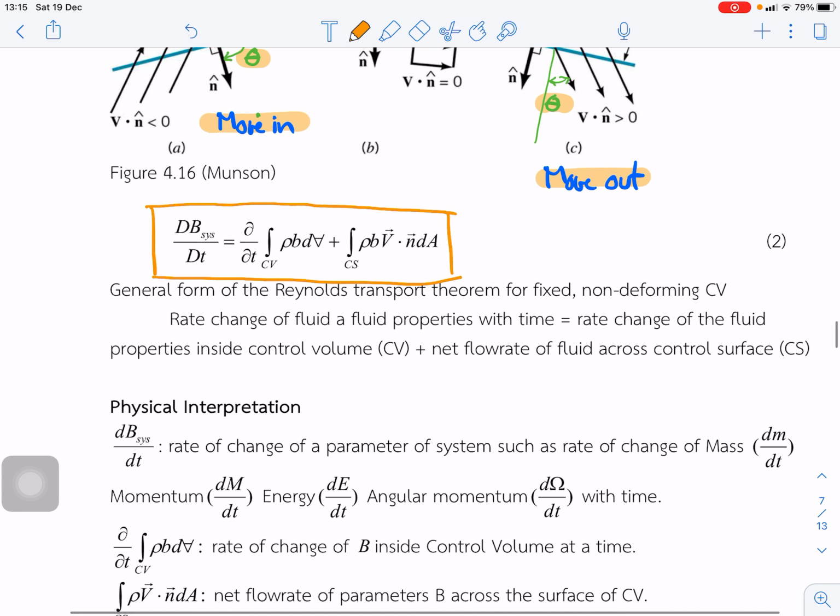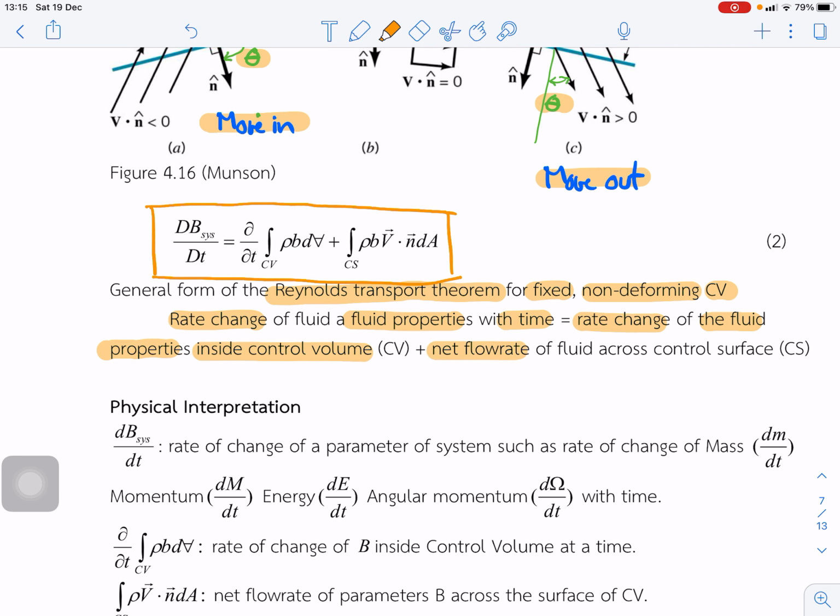This is the general form of the Reynolds transport theorem for a fixed, non-deformed control volume. The rate of change of a fluid property with time is equal to the rate of change of the fluid property inside the control volume plus the net flow rate of the fluid property across the control surface.